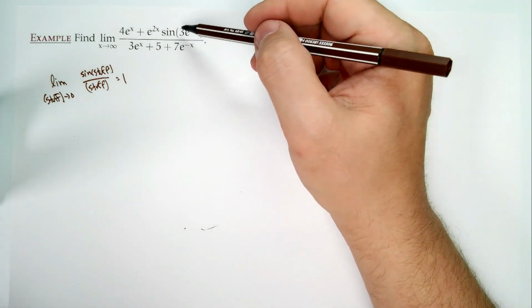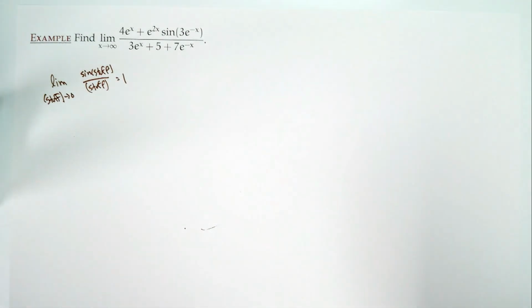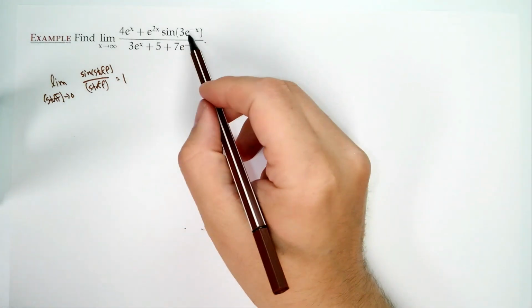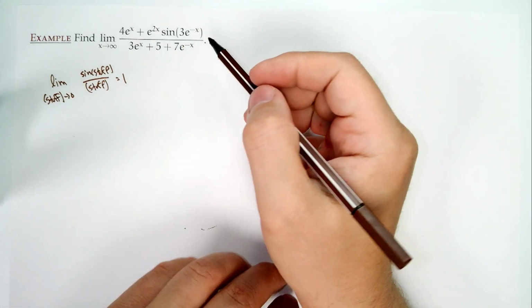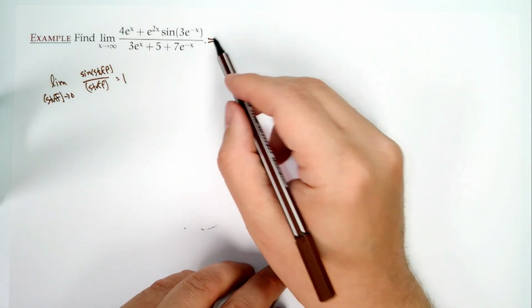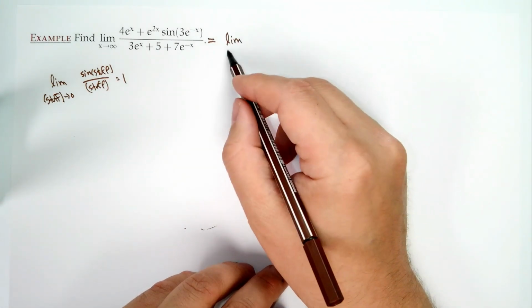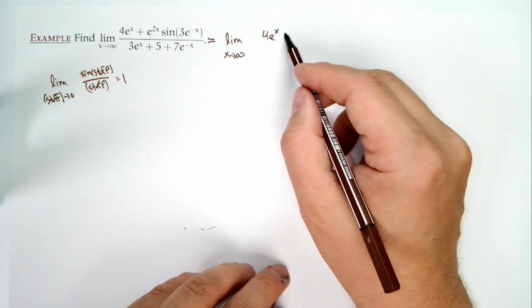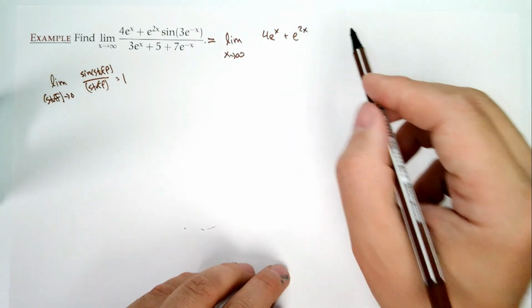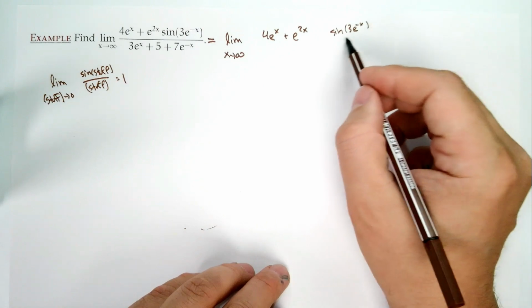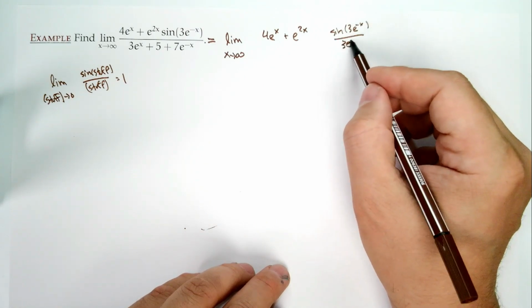So if we see 3e to the negative x, we say to ourselves, okay, well, 3e to the negative x goes to 0. So we're like, oh, this is like sine of stuff over stuff. All right, so here's what we're going to do. We're going to rewrite this to something that's a little bit easier to handle. So limit as x goes towards infinity, the 4e to the x plus e to the 2x, and then we're going to have sine of 3e to the negative x divided by 3e to the negative x.